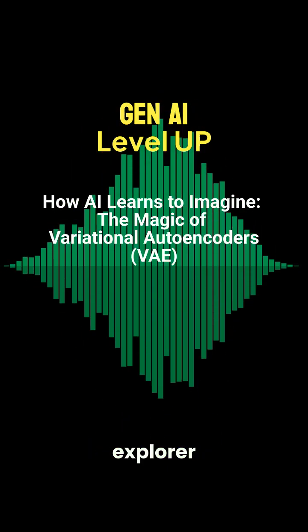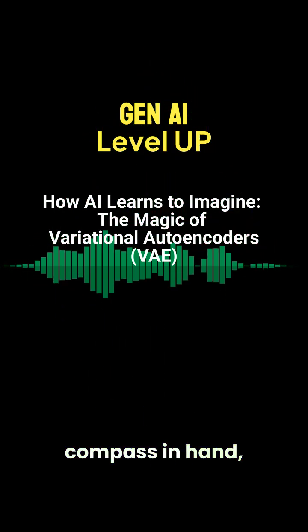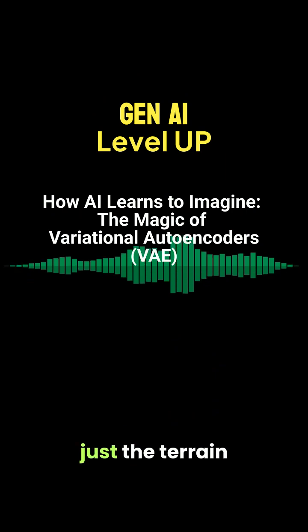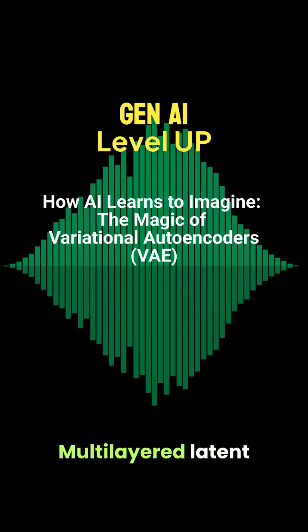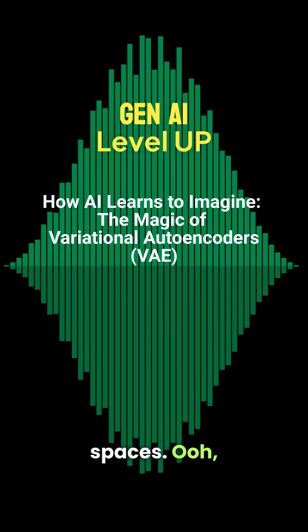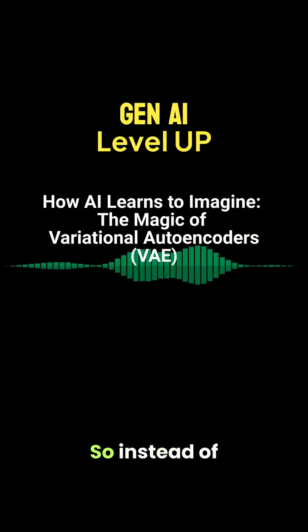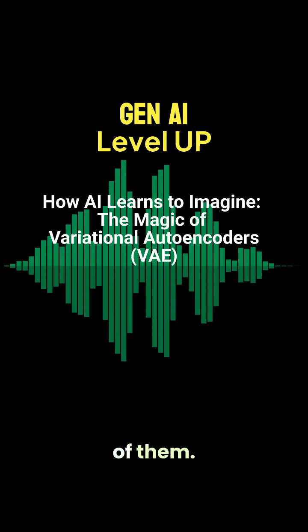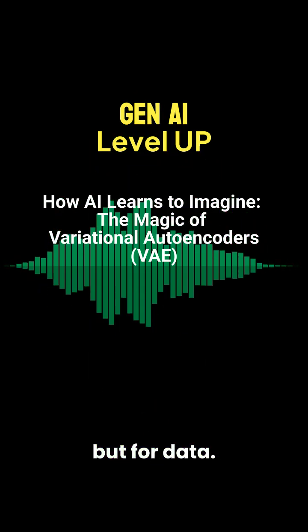I'm feeling like a seasoned explorer now, map and compass in hand, prepared to navigate the wilds of the latent space. Excellent. And I have just the terrain for our next expedition. Multi-layered latent spaces. Ooh, multi-layered. So instead of having just one of those map-like latent spaces, we could have a whole stack of them, like those Russian nesting dolls, but for data.